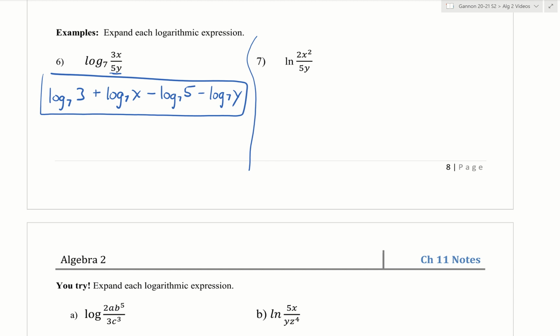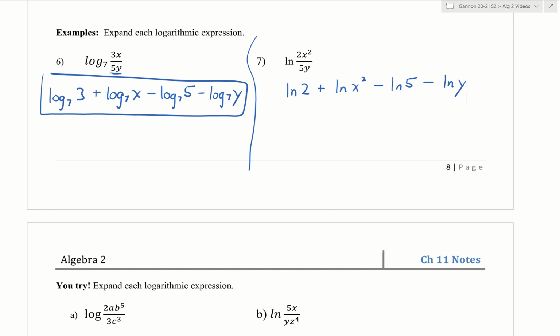All right, now hopefully what you came up with is you would start out with ln of 2 plus ln of x squared minus ln of 5 minus ln of y. Again, anything in the numerator is going to become a positive log. Anything in the denominator is a negative log.